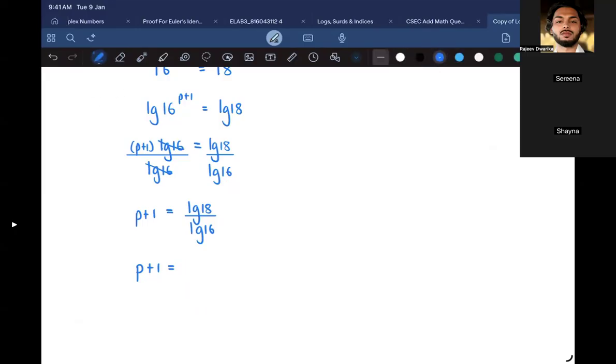Here, lg is understood to be log base 10. So if you change the base, you actually have to write log now, because it's no longer lg. lg is log base 10. So you've got to write log base 16, 18. Understand?